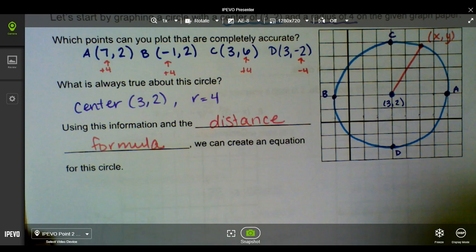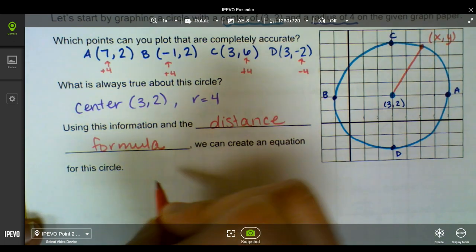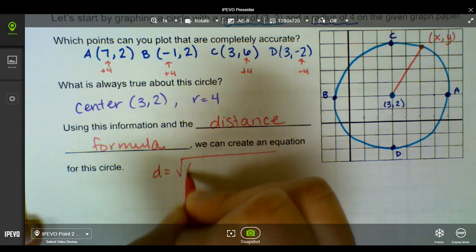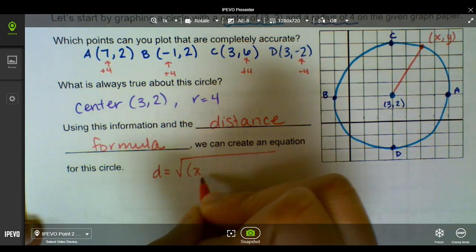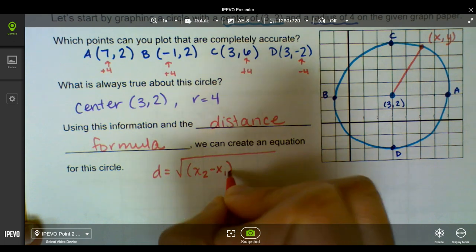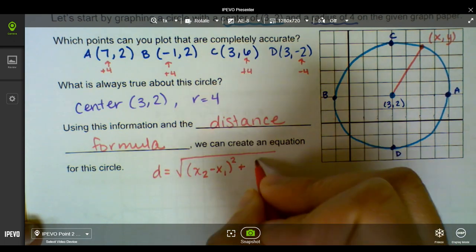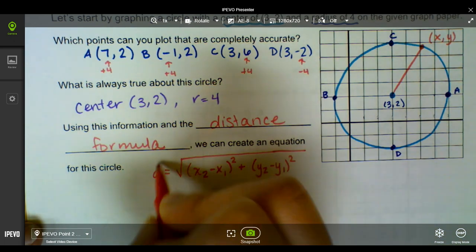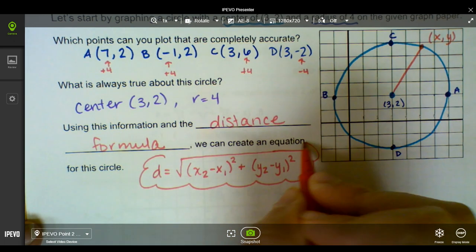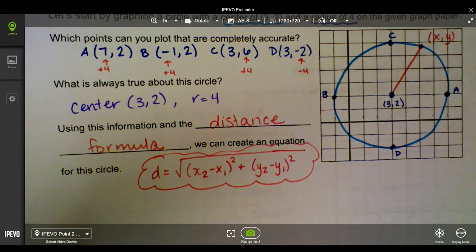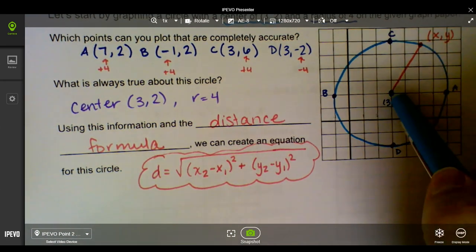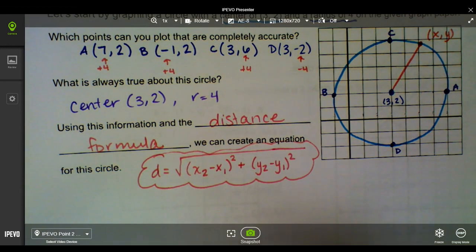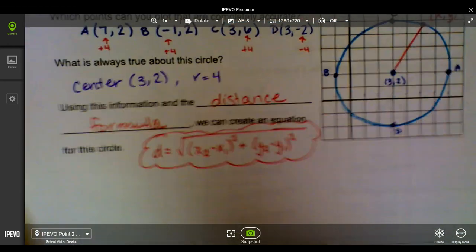But first, before we can plug anything in, let's remember what our distance formula actually is. Your distance equals the square root of the difference of your x's, so x minus x, squared, plus the difference of your y's squared. All right, so that's our distance formula. And we are going to use our center point and this random point that I just chose on the circle to see what our equation of the circle is actually going to be.